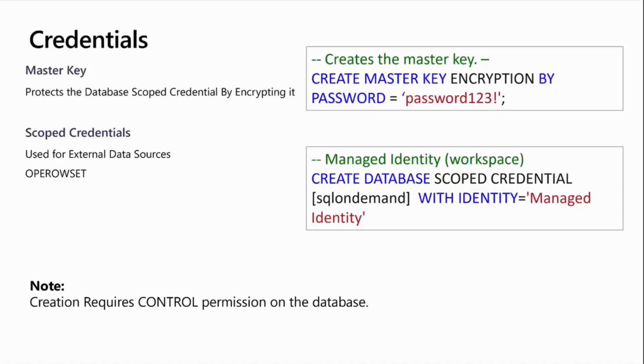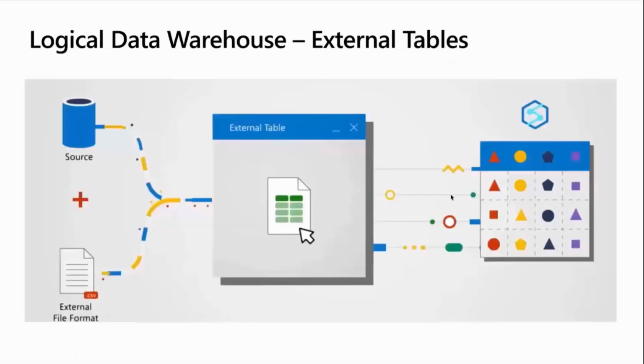So then what I could do is give that identity of the Synapse workspace permissions to a storage account, or, it's a little bit out of scope, but I could also assign rights to it in another SQL database, for example. But this will let me authenticate with a storage account where that managed identity for the Synapse workspace has rights to it. So what it looks like is I have my source, my external file format. Those two pieces go together to create an external table. And then from that external table, I can then query it into Synapse.